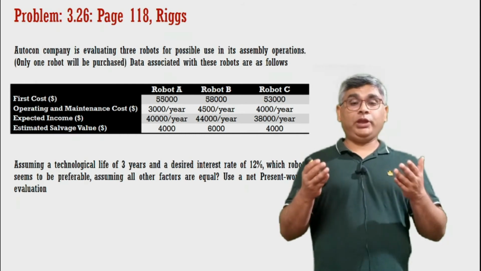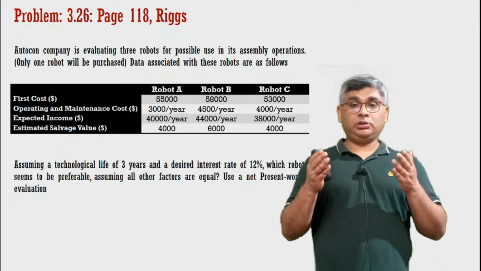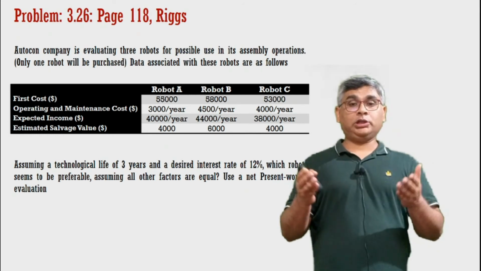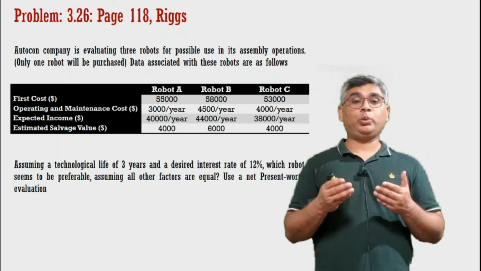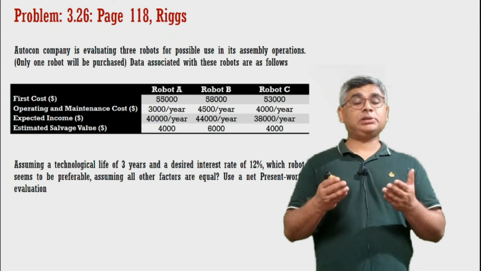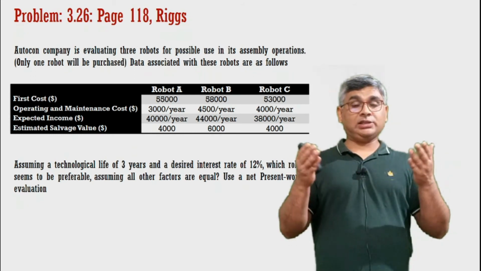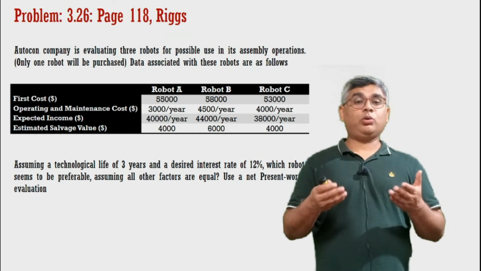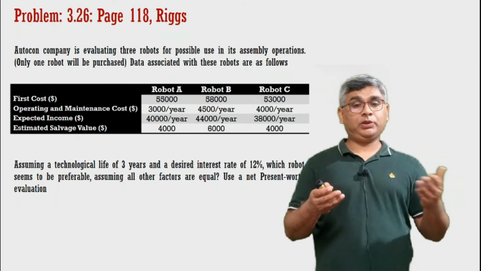So what we have to do is compute which robot is the best one to select. Of course, the economic life of all the 3 options is given as 3 years and the interest rate is given as 12 percent. So we have to use the present worth method to compute the best option available, or the best robot which we can select from the available 3 robots. So let us see how we are going to solve this problem with the help of present worth analysis.